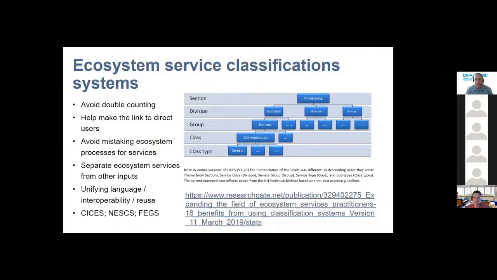So there are 3 systems out there, CICES and Nexus, FEGS as well. CICES is a classification system up here, so it's a hierarchical classification, and this link to a document gives quite a nice overview on why it's sensible to use ecosystem service classification systems. So I'll leave that at that.